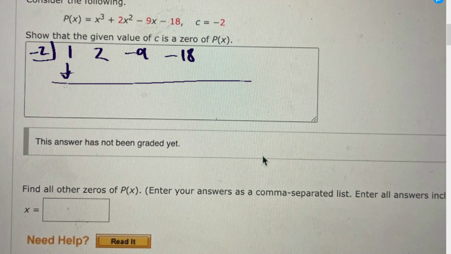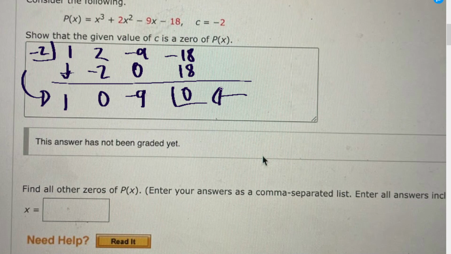We'll drop the 1 down, and multiply it by -2. -2 times 1 is -2. 2 plus -2 is 0. 0 times -2 is 0. -9 plus 0 is -9. -9 times -2 is +18. +18 plus -18 is 0. And that remainder of 0 is what we want to find.